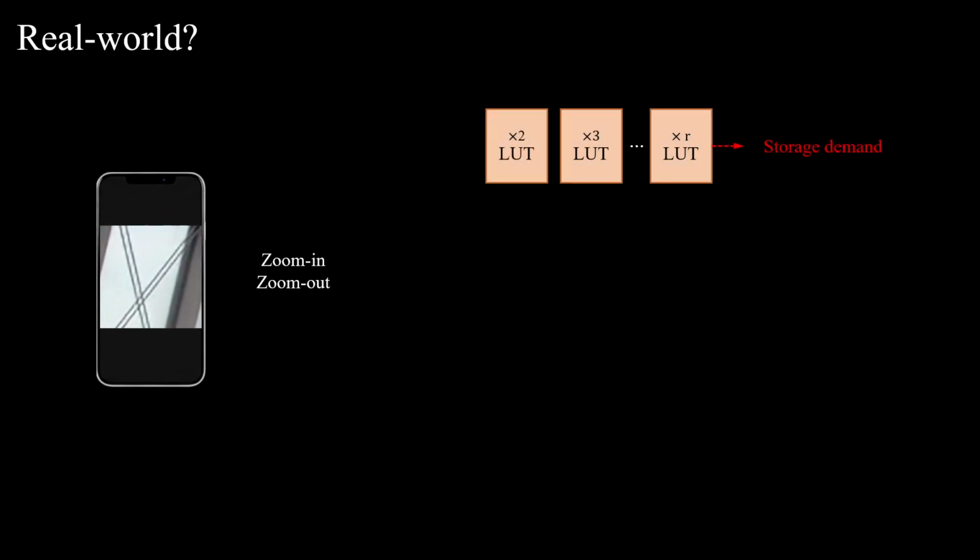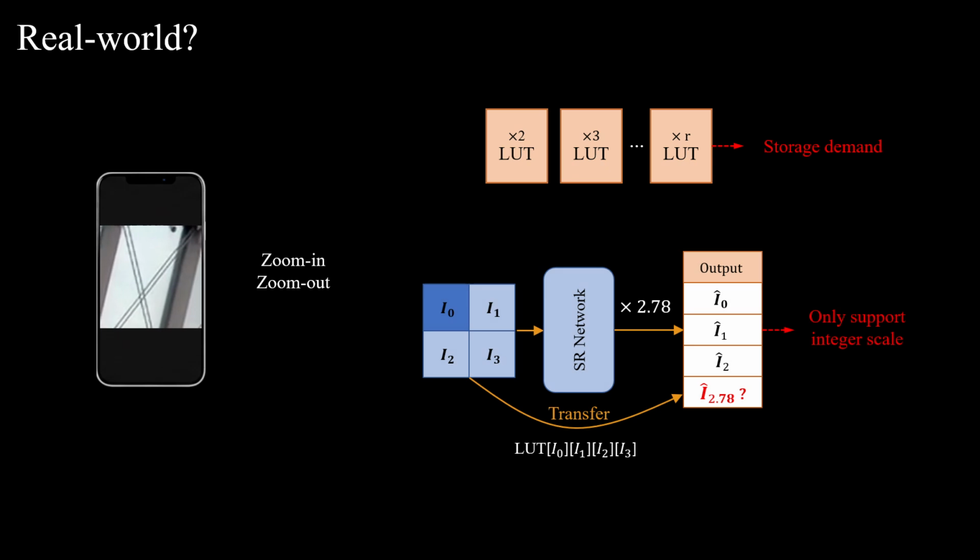However, is this real-world scenarios? As you can see, when we perform super resolution, we often zoom in and zoom out. It means we need arbitrary-scale super resolution. So the original lookup table approach comes with two major limitations. First, a separate table is required for each scale factor. Second, because of the lookup table structure, it can only store integer scales, which means fractional or real-valued scales cannot be supported.